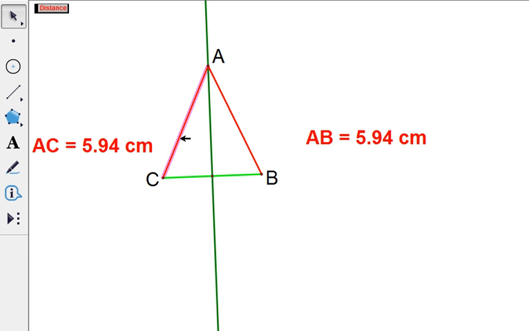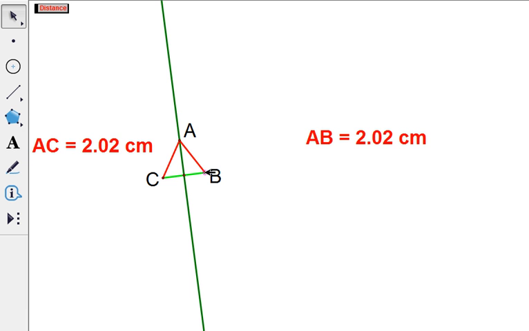This distance is 5.94, this one's 5.94. So right now they're equal. If I move point A, notice they stay equal. It doesn't matter where I go, they're going to stay equal. Even if I change my segment, it doesn't matter where that point is, as long as it stays on the perpendicular bisector, that distance is going to be equal back to both. Bring me back here.